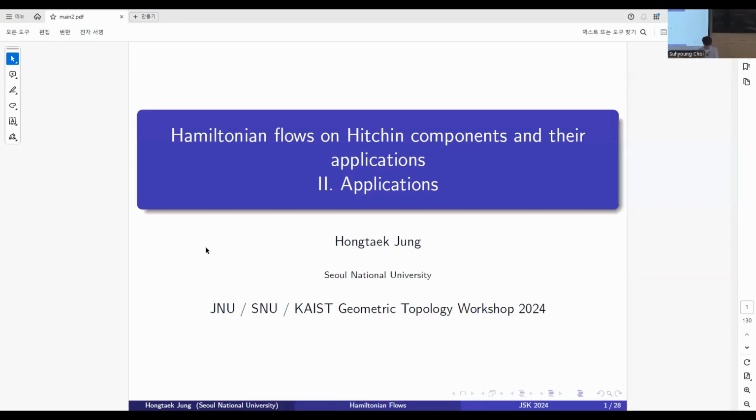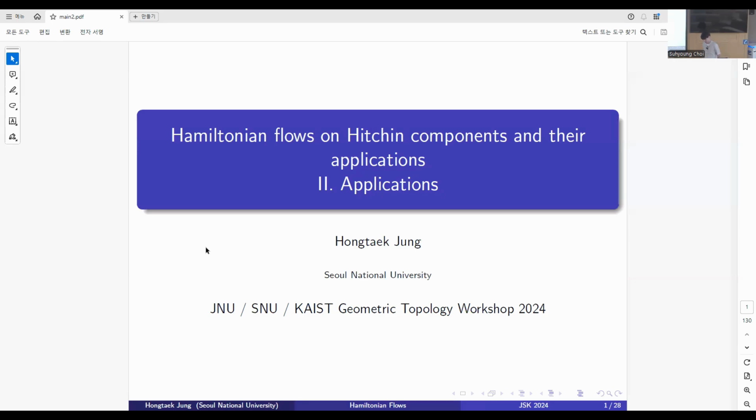Okay, so let's continue with the second part of Hongtaek on Hamiltonian flows on Hitchin components. Thank you for the introduction. And as I promised yesterday, I'm going to talk about two applications of Goldman flows on Hitchin components.